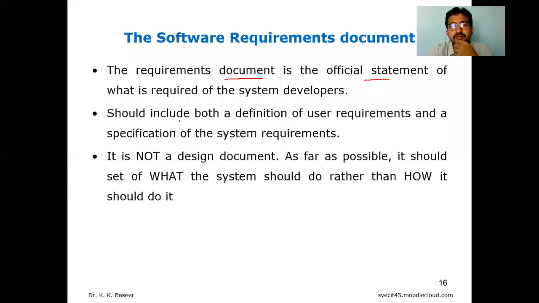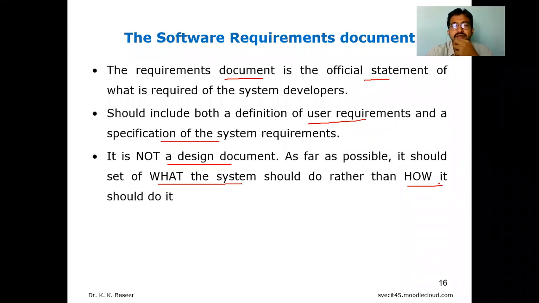Now it also includes both the definition of the user requirements as well as the specification of the system requirements. As I already told you in the last class, software requirements consist of two types, user requirements and system requirements. So both have to be considered in the SRS or SRD. Remember the word design: it is not a design document, only some sort of pictorial representation we are giving. As far as possible, it sets out what the system should do and how it has to do it.